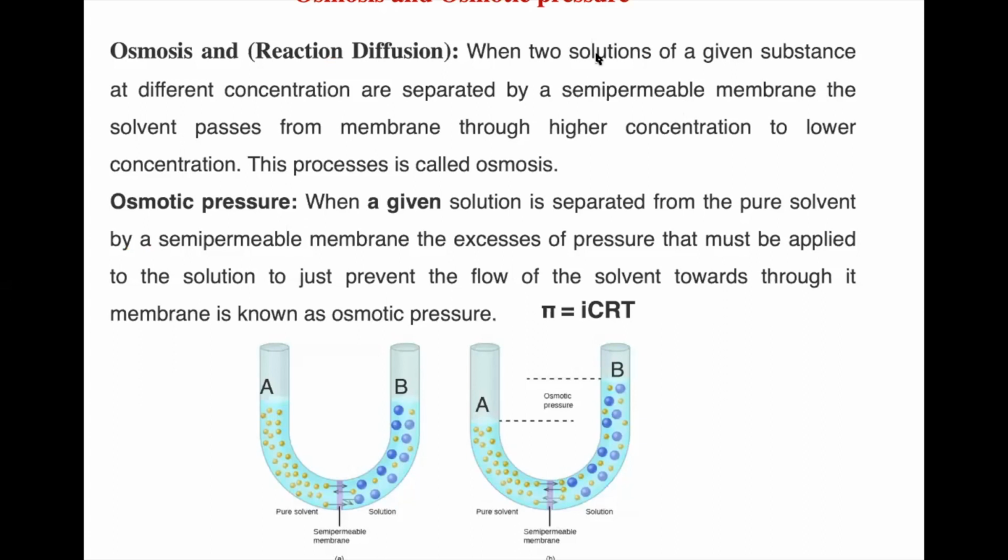Now the next colligative property is osmosis and osmotic pressure. Let's understand what the osmosis phenomenon is and what the osmotic pressure phenomenon is. This is very important. Let's understand it using the diagram.